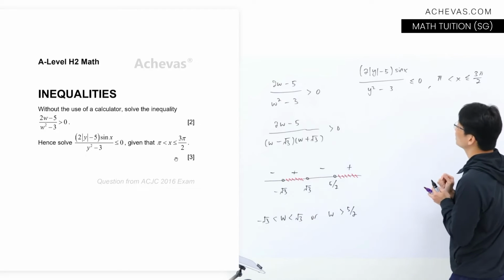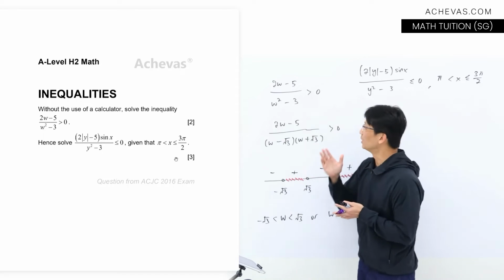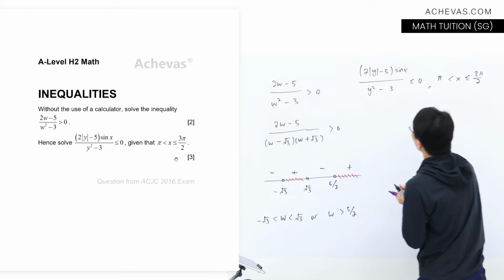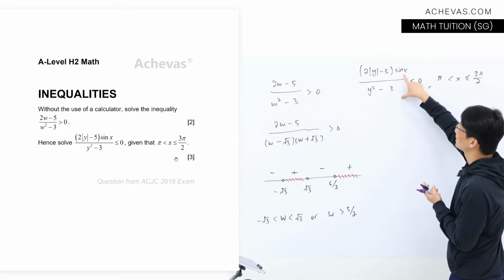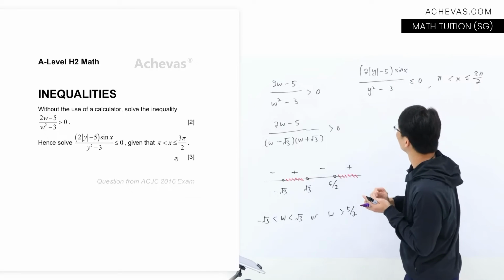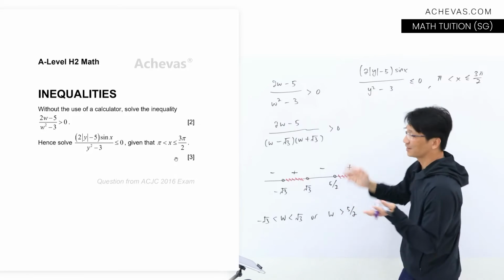In this case, it seems like we will be replacing our w with the modulus of y. But there's a problem with this expression here. There's a sin x. How come we have a third variable coming into this picture? One variable here, one variable there, and there's a sin x.